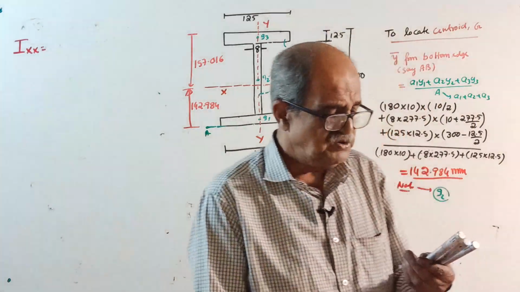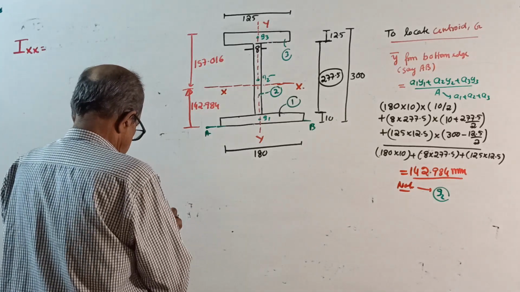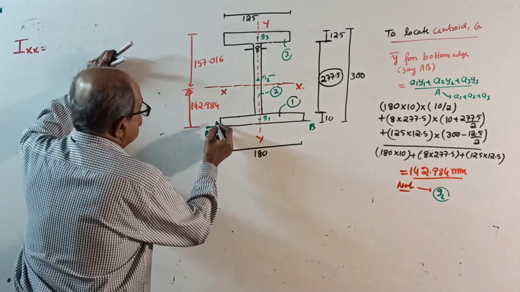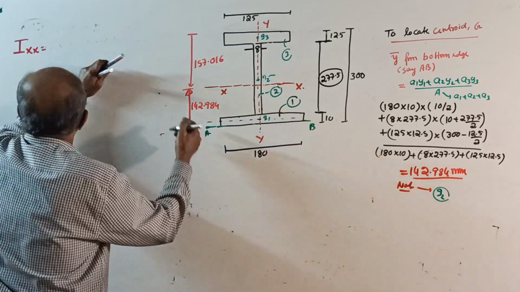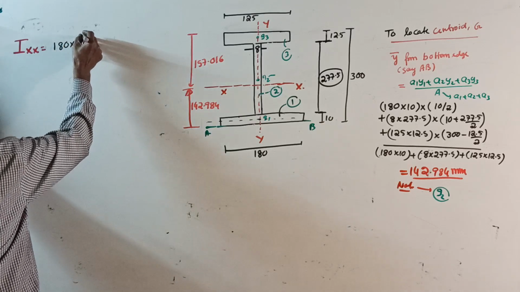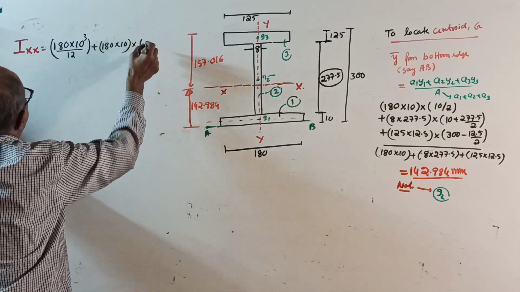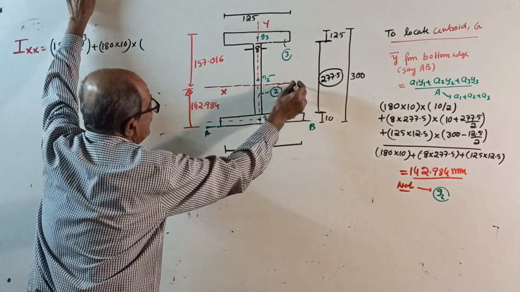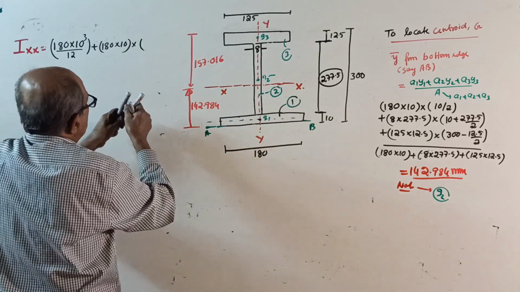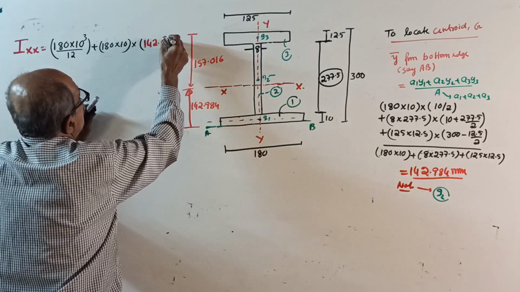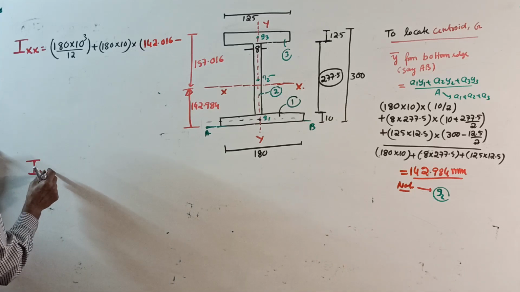See, whatever I explain, you should write. Start. First, figure number 1. Come to its own centroid. The axis passing through centroid G1, parallel to the x-axis, this axis: 180 into 10 cube by 12, this is very easy, that is Ig. Plus area, 180 into 10 is the area, into the distance from centroid G1 to the x-axis squared, which is 142.984 minus 10 by 2. I want more space actually. Okay, I'll manage it. I'll write here. Okay, start.